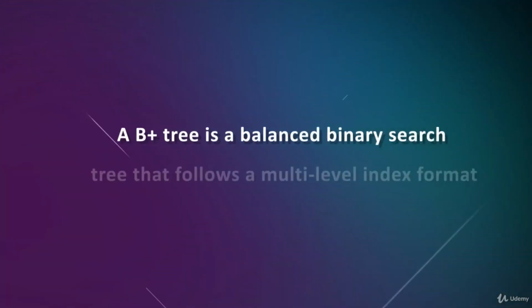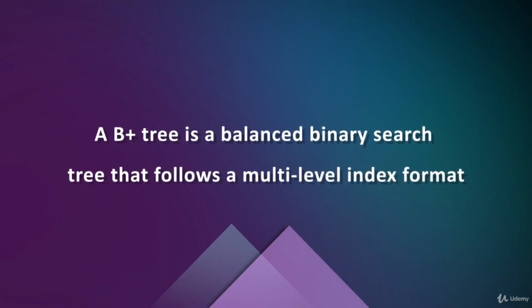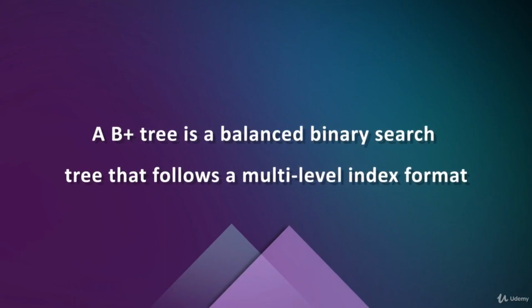A B+ tree is a balanced binary search tree that follows a multi-level index format. The leaf nodes of a B+ tree denote actual data pointers. A B+ tree ensures that all leaf nodes remain at the same height, thus balanced. Additionally, the leaf nodes are linked using a linked list. Therefore, a B+ tree can support random access as well as sequential access.